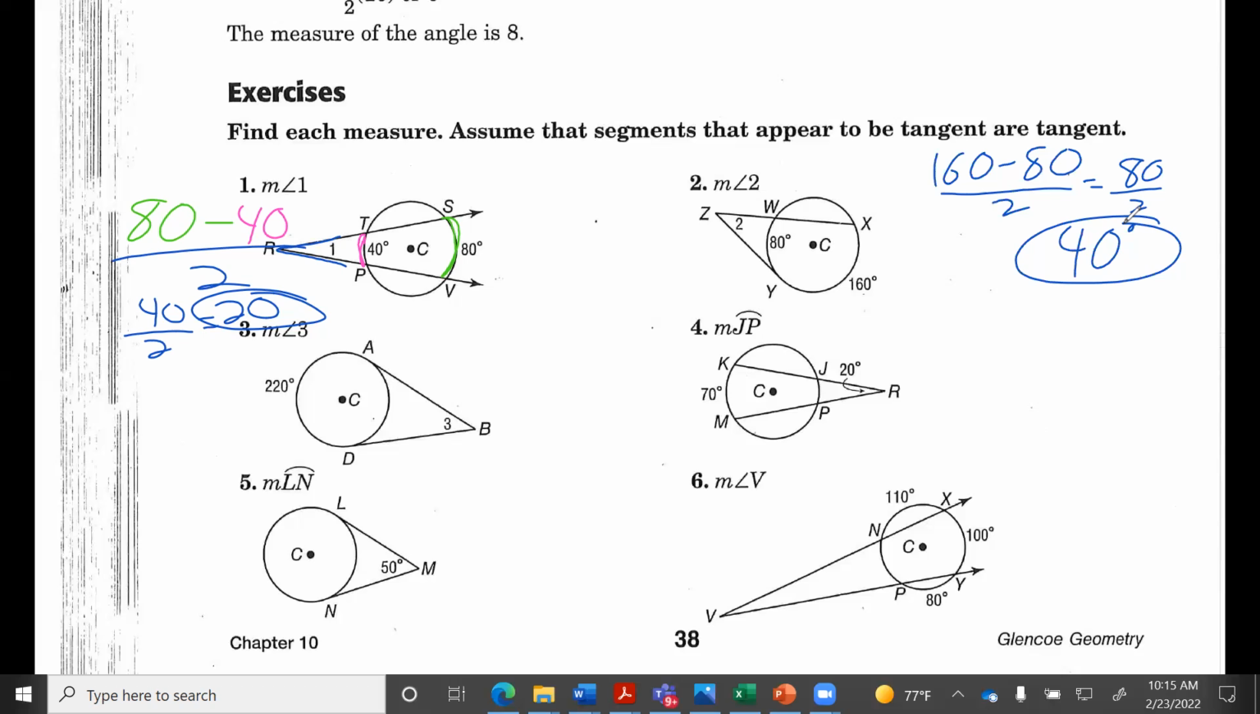Now, there are times where it gets a little more challenging. Again, number 3, we're looking for this angle. But we only have the big arc. We don't have the little arc. How are we going to find the angle measure? All right, so first thing you have to do is 360 minus the 220. And that gives us what?